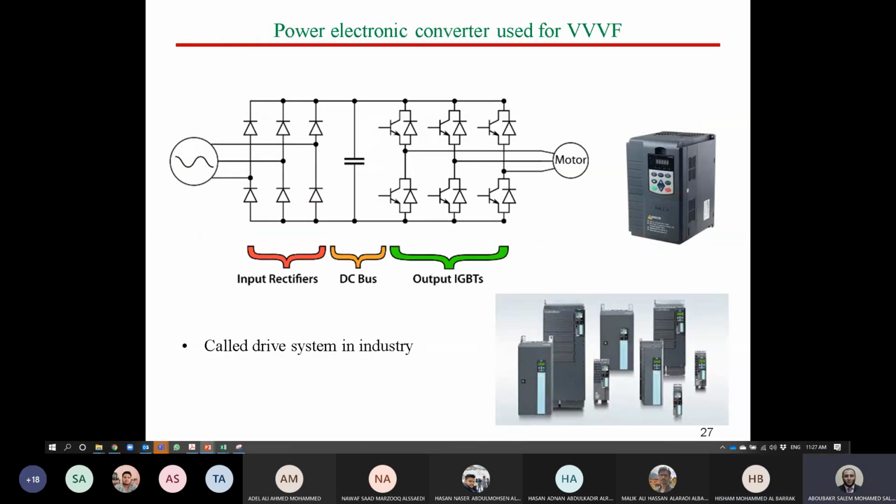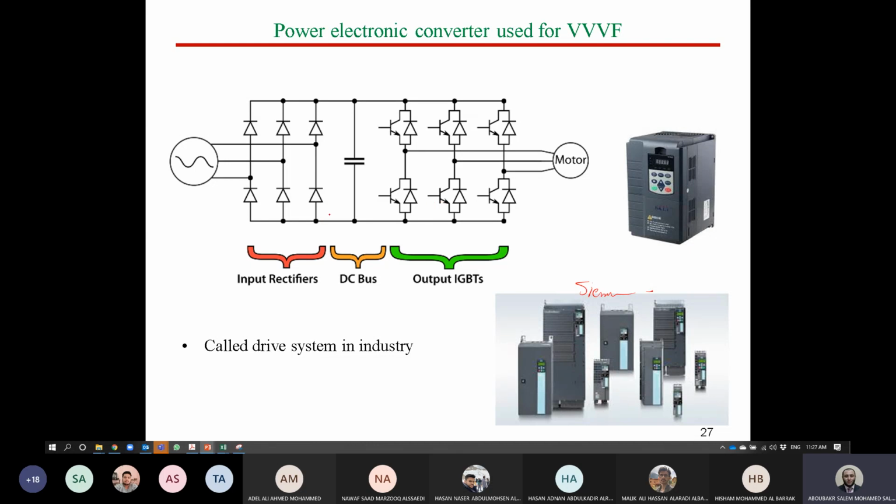This is a block diagram for the variable speed drive. As you can see, we have many shapes for variable speed drives. This is, I believe, from Siemens. This looks like ABB. So we have many companies producing variable speed drives. Internally, what is inside variable speed drives? It's nothing but a rectifier and inverter, which we call back-to-back converters.